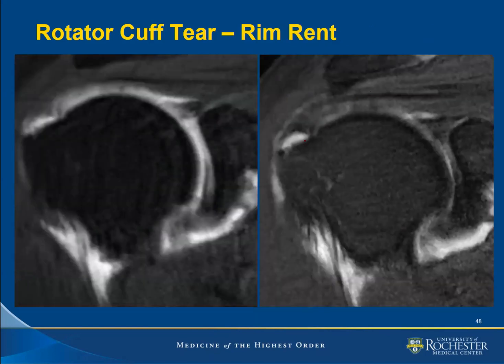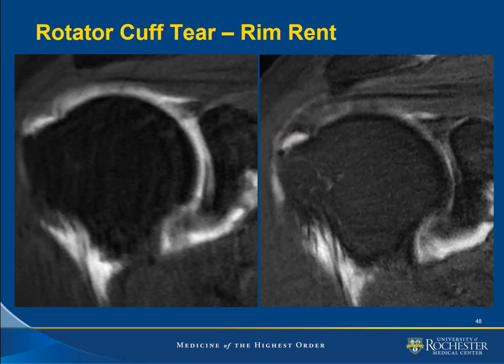Here's an example of a rim rent tear on our intermediate fat saturated sequence. We've got this peeling off of the supraspinatus insertion at the greater tuberosity. And the question might become, how much of the articular side is involved and how much of the bursal side is involved, or is this completely interstitial? Then we give contrast on our shoulder arthrography, and we see that contrast communicates into the rim rent tear.